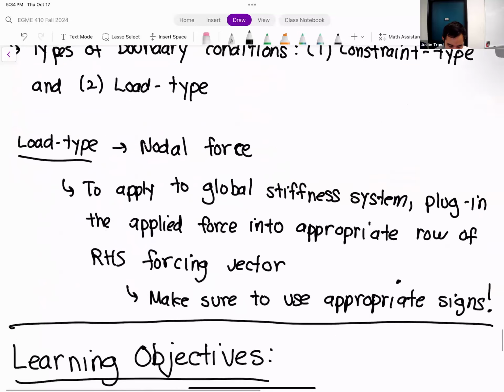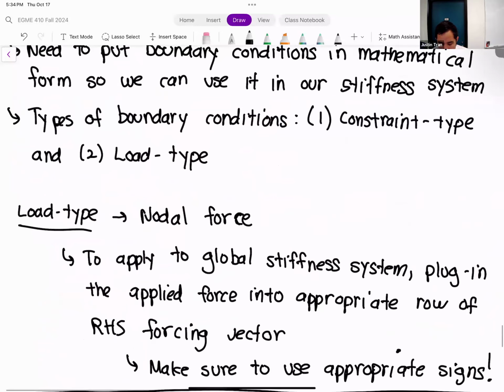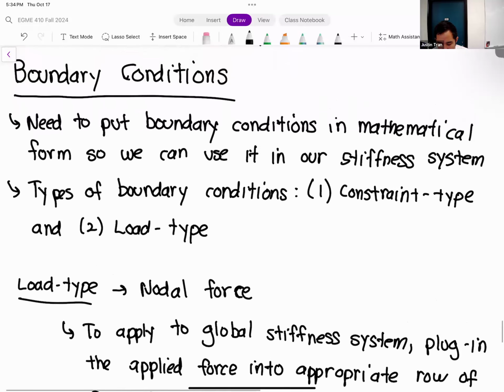So we started our discussion on that, right? And so remember, we reminded ourselves that there are 2 types of boundary conditions. There are constraint type boundary conditions, things like your fixed supports in ANSYS, and we have our load type boundary conditions. Those are things like pressures and forces that we can apply in ANSYS. And the way we treat those 2 types of boundary conditions mathematically are going to be different.